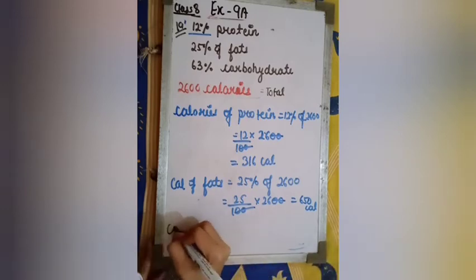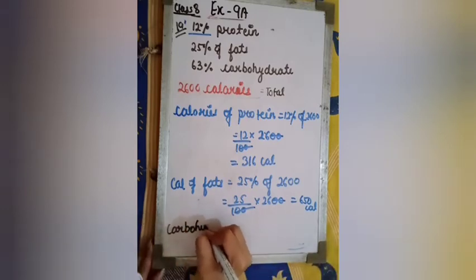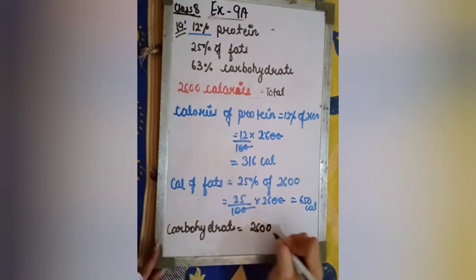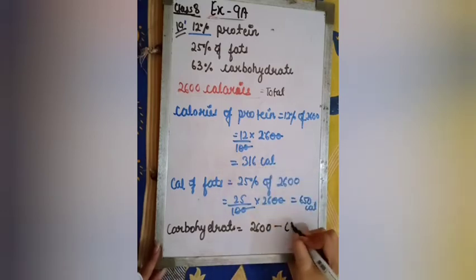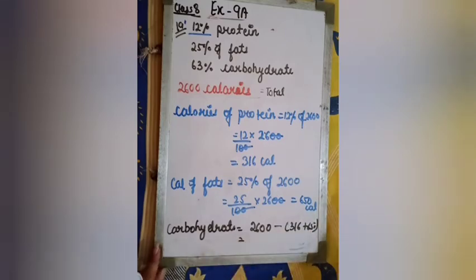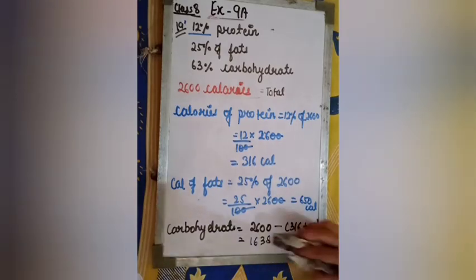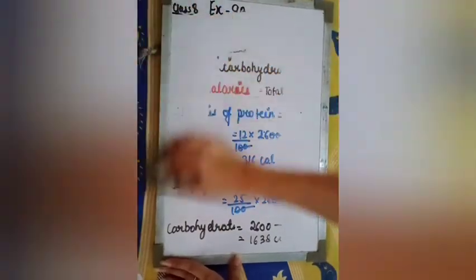And carbohydrate, see you can find it like this. Total 2600 था, 2600 माइनस इन दोनों को प्लस कर दो. So it will be 1638 calories. Okay. This question is very, very important, class. Now move on to the question number 21, and this 21 will be the last question from this exercise. The rest of the question are your homework.